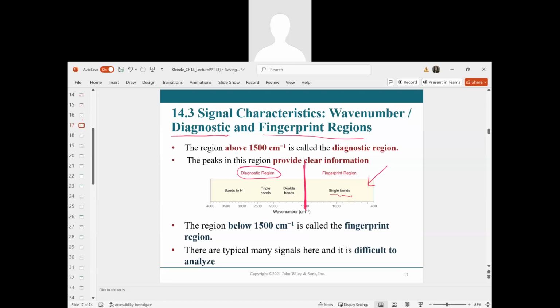Mainly our single bonds will be in this region. And every compound is different in this region. That's why it is referred to as the fingerprint region, because it's kind of like the identifier, just like our fingerprints identify us and they're different for every person, as is the fingerprint region for every compound. And generally it's difficult to analyze due to many overlapping signals and things of that nature. So we're going to focus on the diagnostic region.